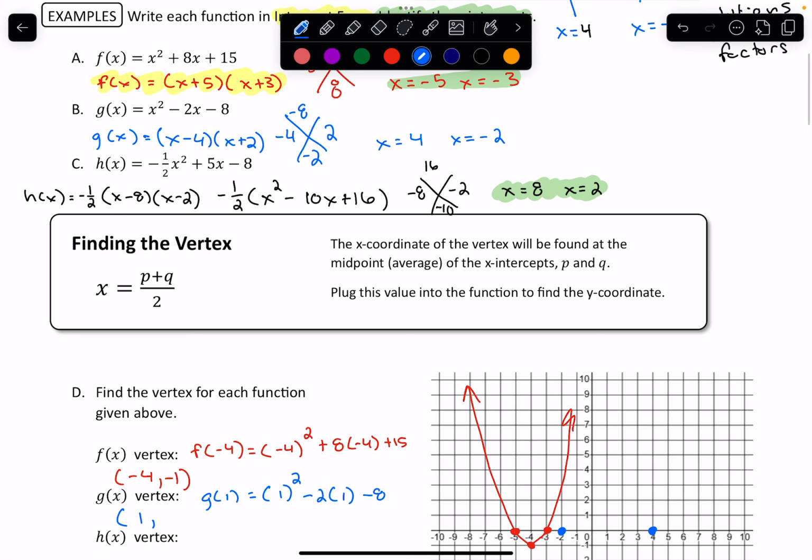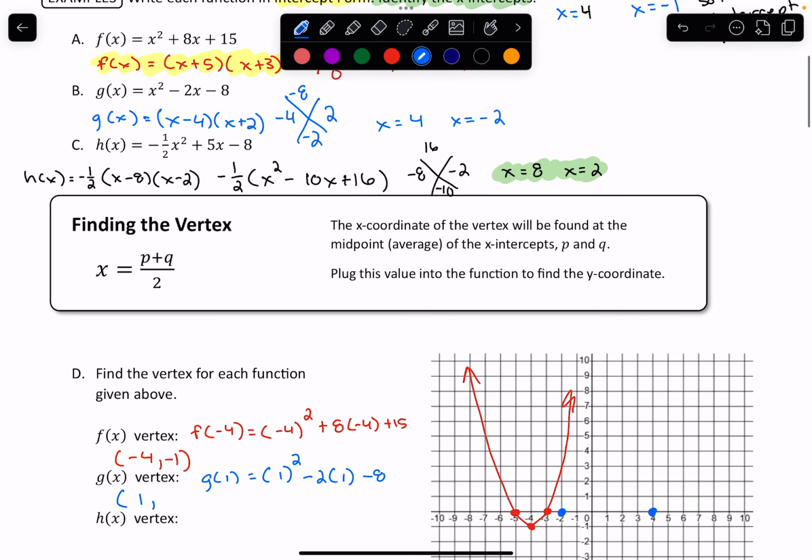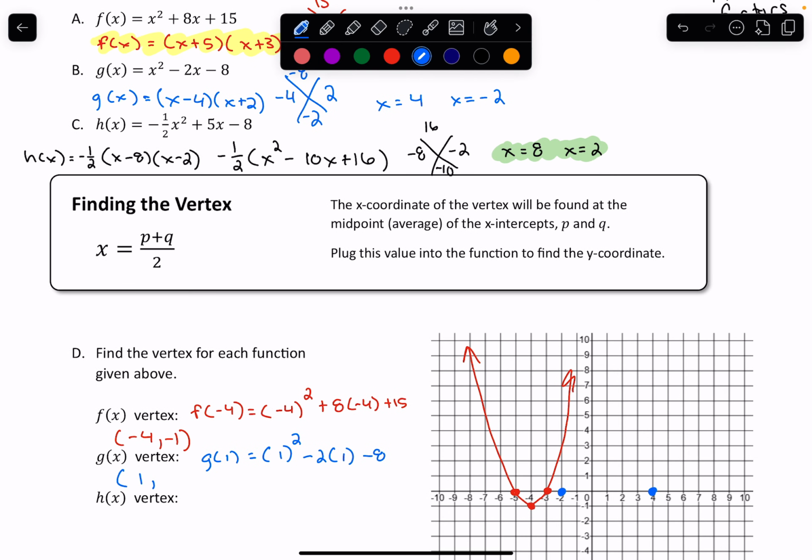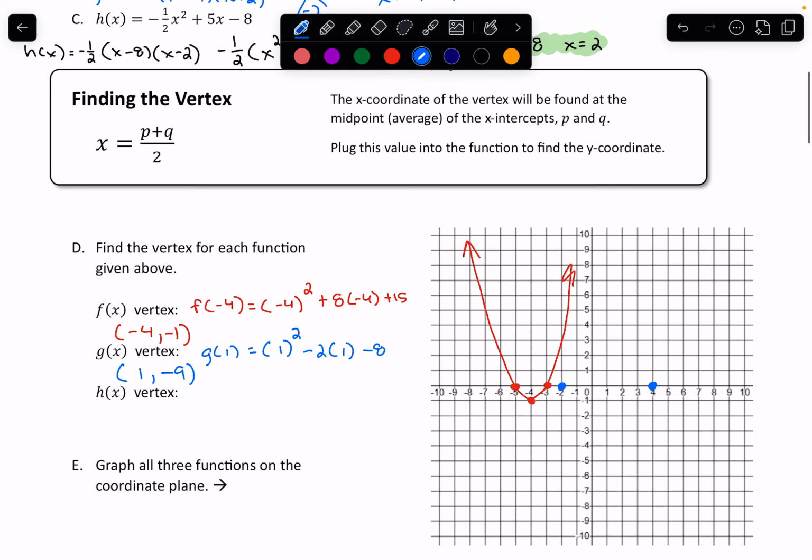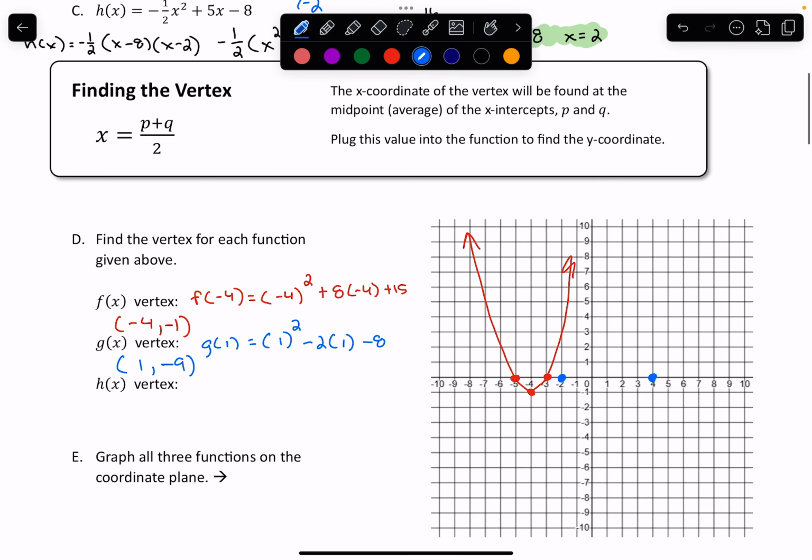So I get 1 squared minus 2 times 1 minus 8. I put it in my calculator and I get the answer -9. That's my y value of my vertex. So my y value is -9. My x value is 1. Now I know that my parabola is going to start there, and it's going to go up through 4, and it's going to go up through -2.